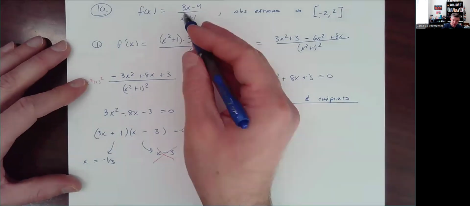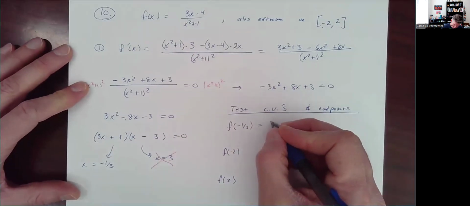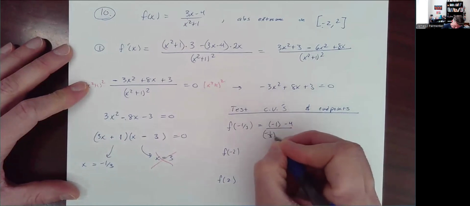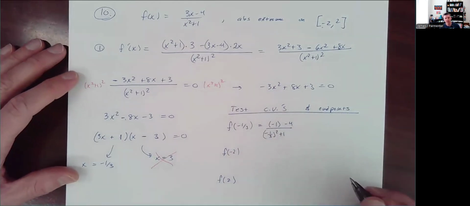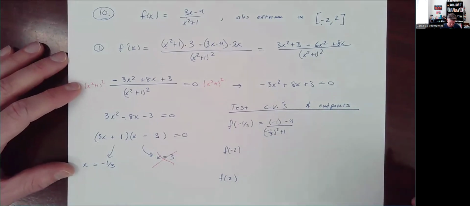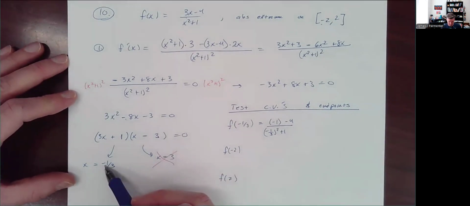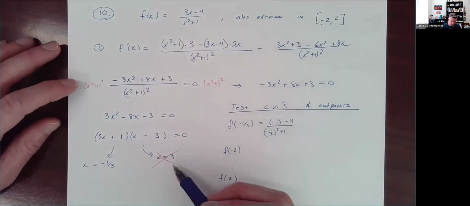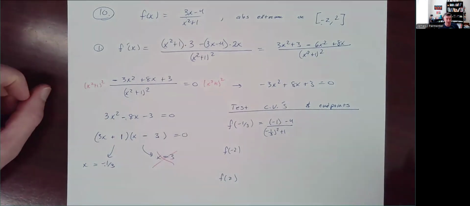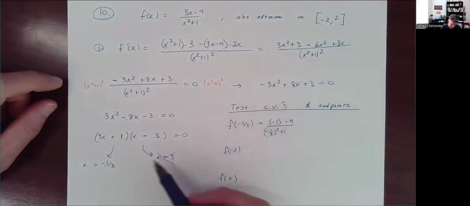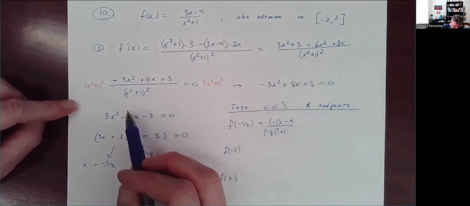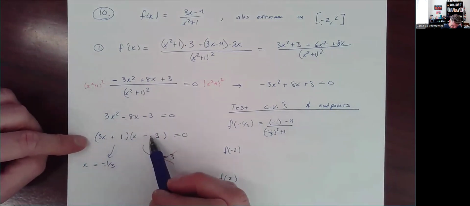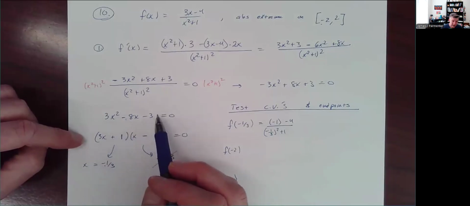So we're going to get 3 times -1/3, which is -1, minus 4, over (-1/3) squared plus 1. If I was designing this problem, I would have made it so this was the one that we didn't have, and this was the one that we did have, but I wasn't the one who wrote the problem. This would be a good time to double check to make sure I didn't make a mistake finding my critical values, because maybe the -1/3 is really not what I wanted. If I double check here though, it seems like it's right.